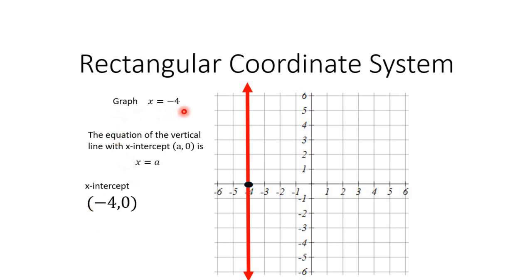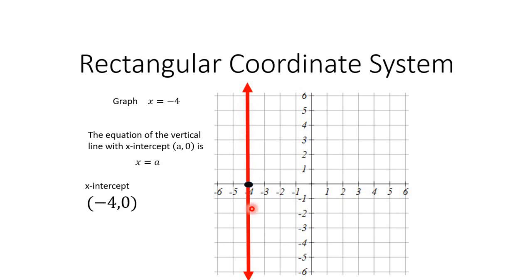If you recognize the equation as the equation of a vertical line, then you can graph the vertical line by plotting any point that has negative 4 as its x value, because every point on this vertical line has an x value of negative 4.